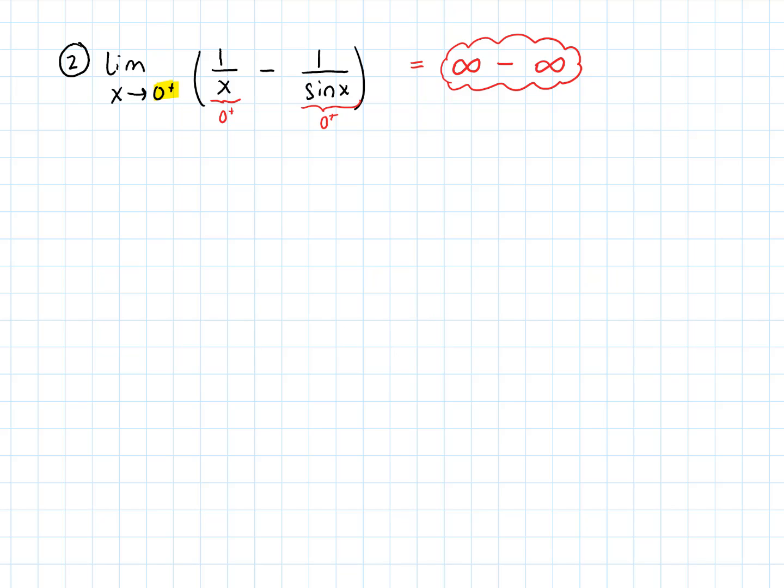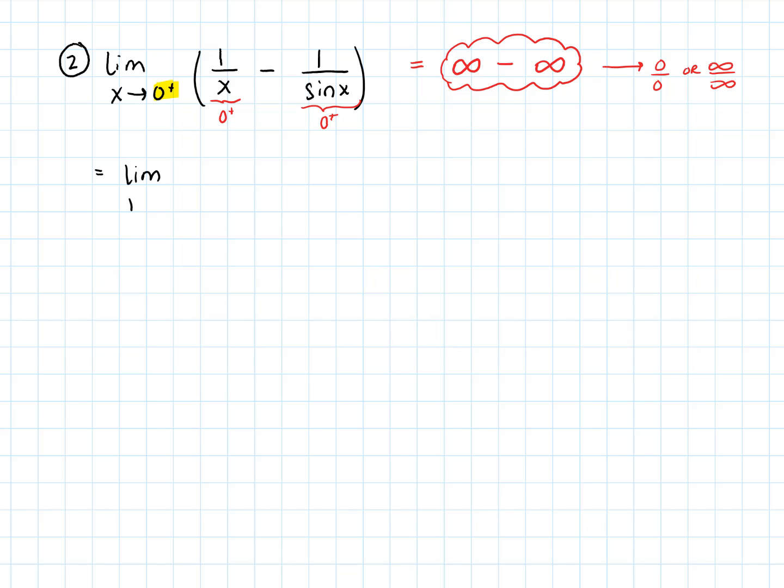But it's not the correct form to apply L'Hopital's rule to. I need to somehow turn this into 0 over 0 or infinity over infinity. So how am I going to do that? Well, that depends, I guess, on the function we're given. And this function was given as 2 fractions by which we could find a common denominator. So let's find a common denominator.